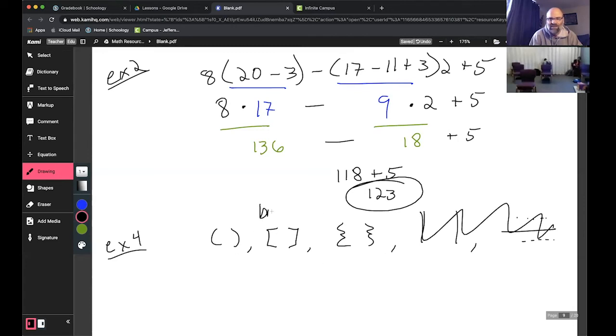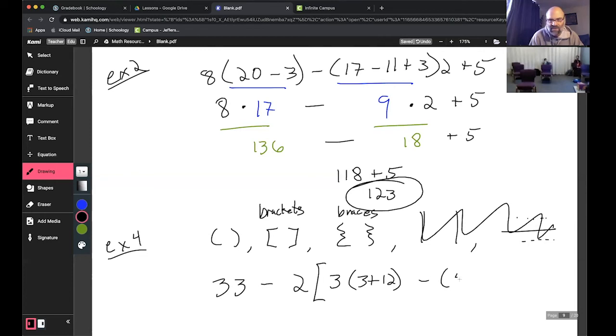So these are brackets, and these are braces. Sometimes you'll see some of these in, and that's just to help your eyes not wig out on these problems. So here's the example: 33 minus 2, right next to a bracket symbol. And then a 3 right next to a parenthesis symbol, plus 12. And then inside there, you got another 3 plus 12 minus parenthesis 5 times 2 right next to a 3. And that's all inside these brackets.